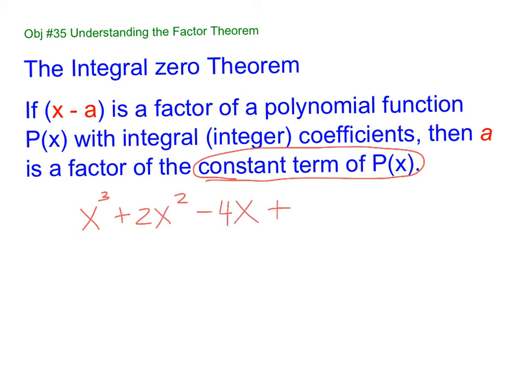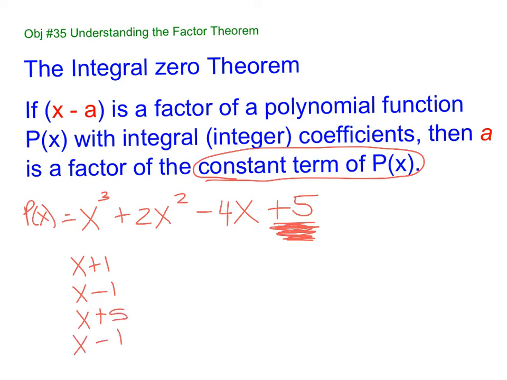I'm just making this polynomial up. P of x equals, so a constant term. What's the constant term of this polynomial? 5. So this theorem is saying that all the factors of the polynomial will be a factor of 5. So the only thing that could possibly divide into that is x plus 1, x minus 1, x plus 5, or x minus 5. Those are the only possibilities.